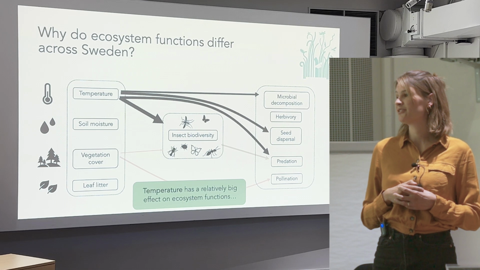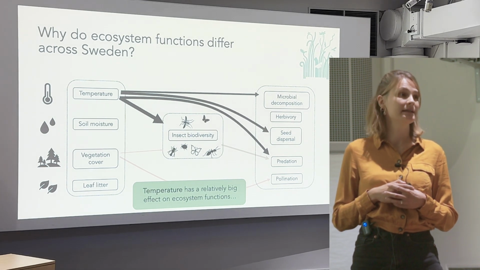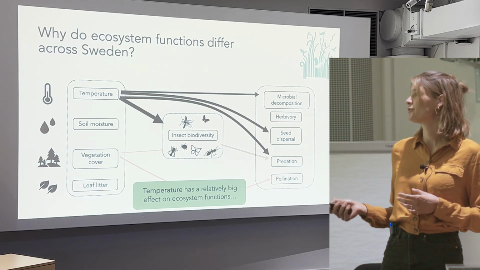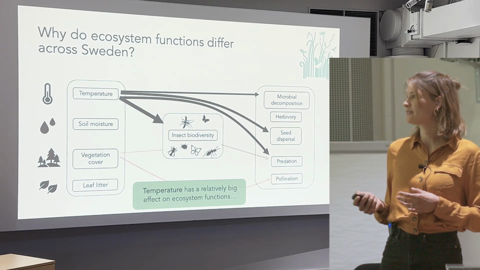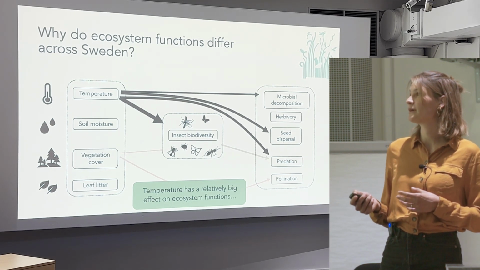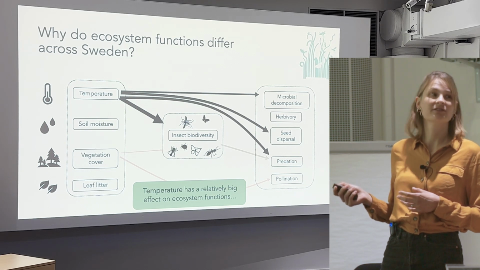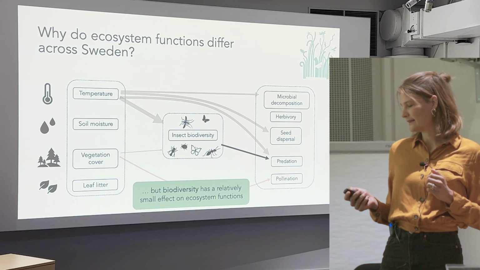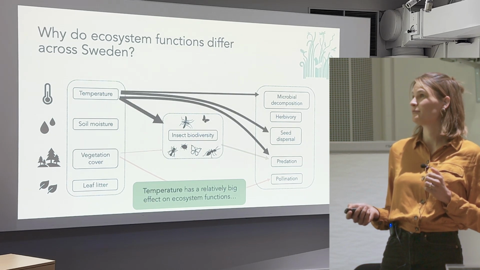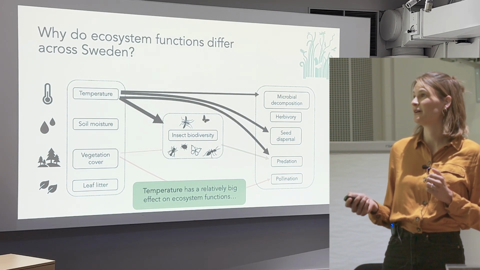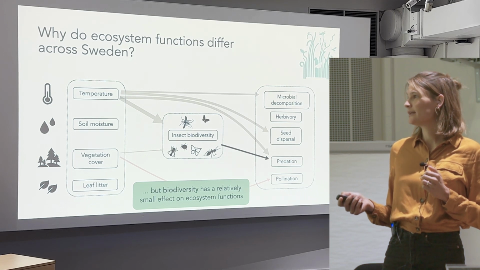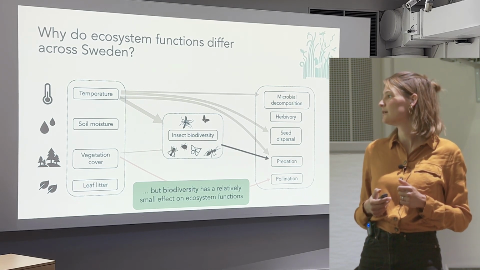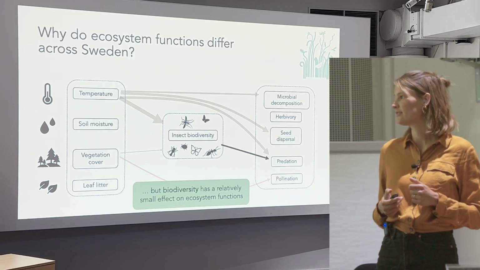So in Sweden, temperature has a relatively big effect on ecosystem function. You see some fat arrows going from temperature to 3 out of the 5 functions. So the warmer it was, the more of these functions were happening at those sites. I should also mention that temperature also affected the insect biodiversity. On the other hand, the insect biodiversity in turn had kind of a little effect on ecosystem functions in Sweden.